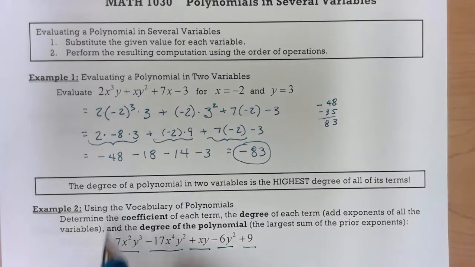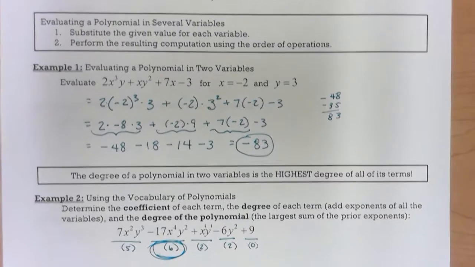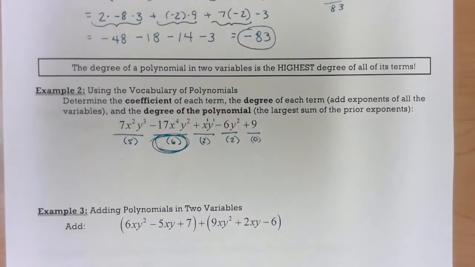So the degree of each term, that would be a 5 here. Let me write it under it. This would be a 6. This would be 2. Remember, both of these have an exponent of 1. This would be a 2, and this would be a 0. So now that's the degree of each term, but the degree of the polynomial, the largest I've got, is this one. So the degree of this polynomial would be 6. So let me move it on up.